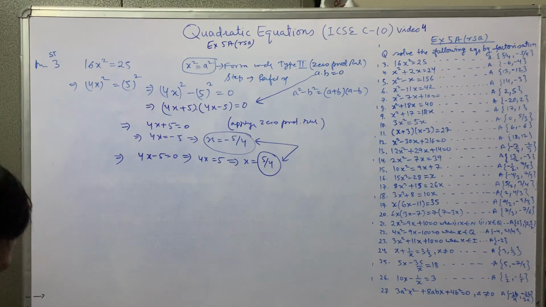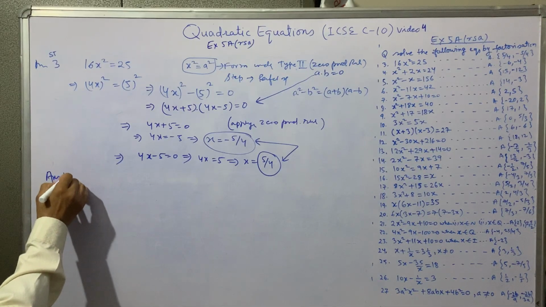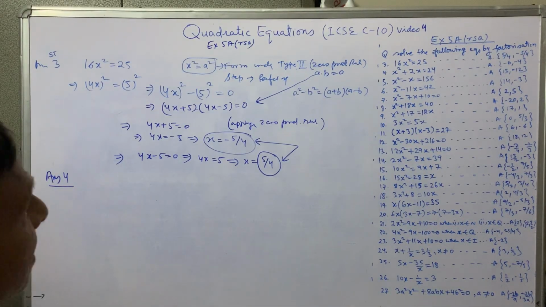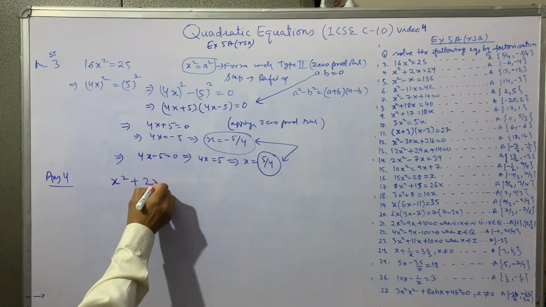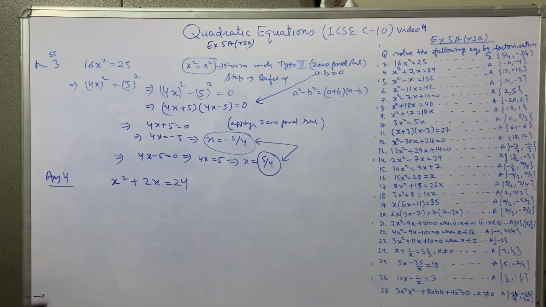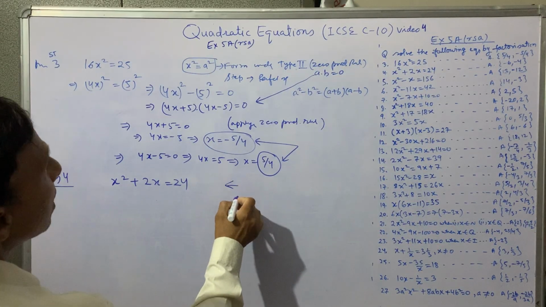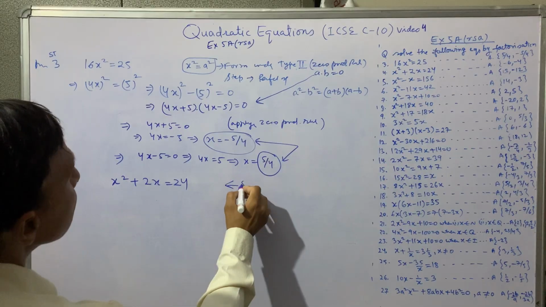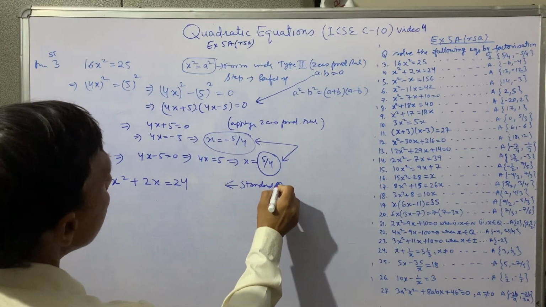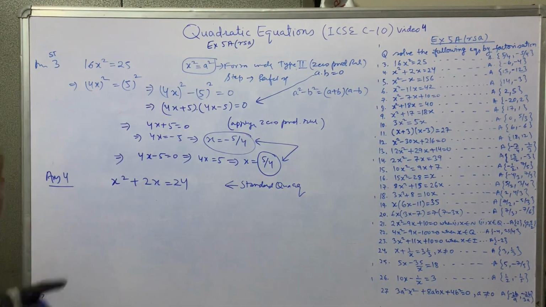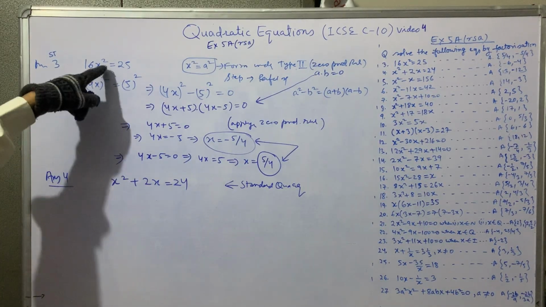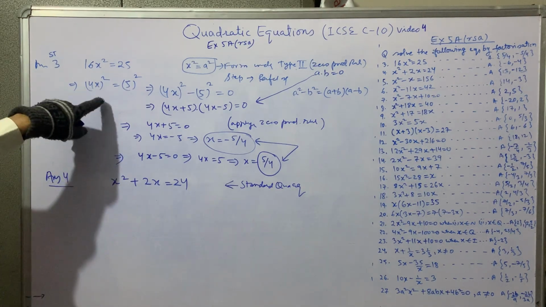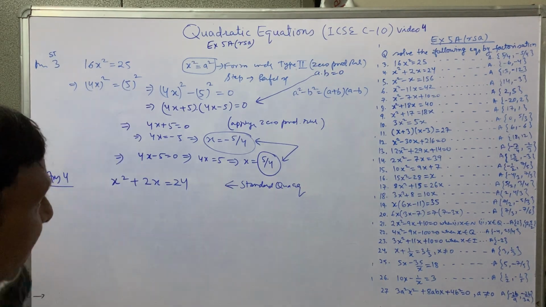Now we move on to the fourth one. What is there in this question? It is given x square plus 2x is equal to 20. It is a complete standard quadratic equation. The earlier one was also a quadratic equation, but there the x term was not there, so it was easy to make a perfect square in that case.